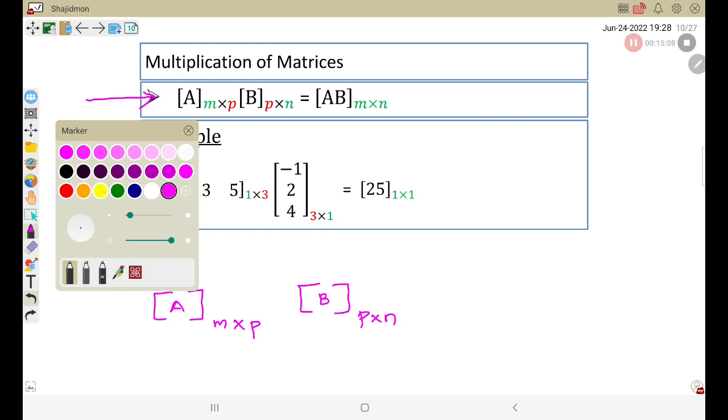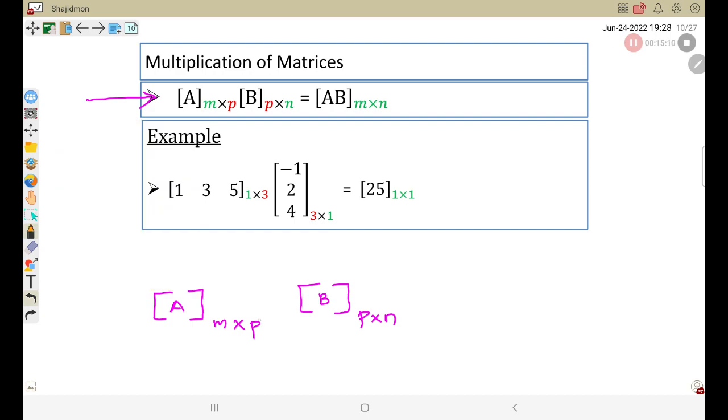So all the matrices we cannot multiply. When can we multiply two matrices? Okay. The number of columns of the first matrix should be the same as the number of rows of the second matrix. These two should be the same, then only we can multiply. P should be, see here both are P. Both should be the same number. Then only we can multiply.